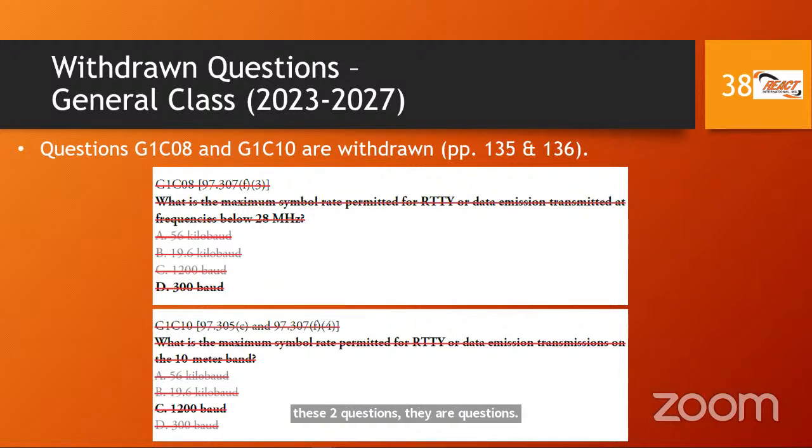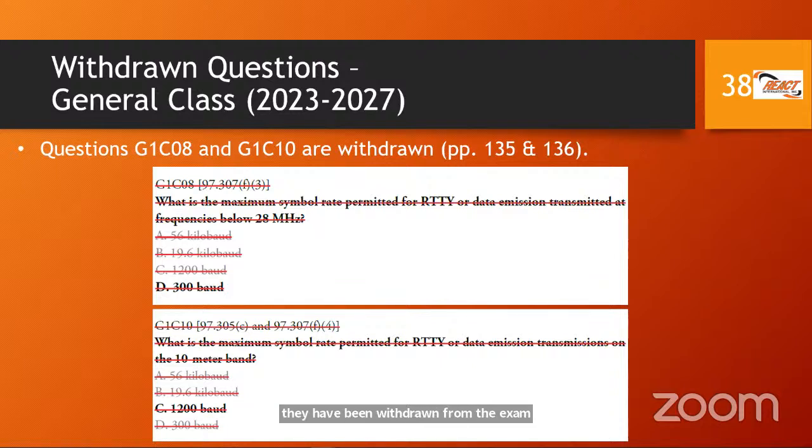They are questions G1C08 and G1C10. Those two questions have been withdrawn, and the reason, of course, has to do with some changes in the FCC rules as it relates to what is called the symbol rate for amateur radio operations. That has changed. So these limitations are no longer what they were before several months ago. So we'll continue to repeat the slide, but you wouldn't bother to study this or pay attention to these two exam questions anymore because they have been withdrawn from the exam.